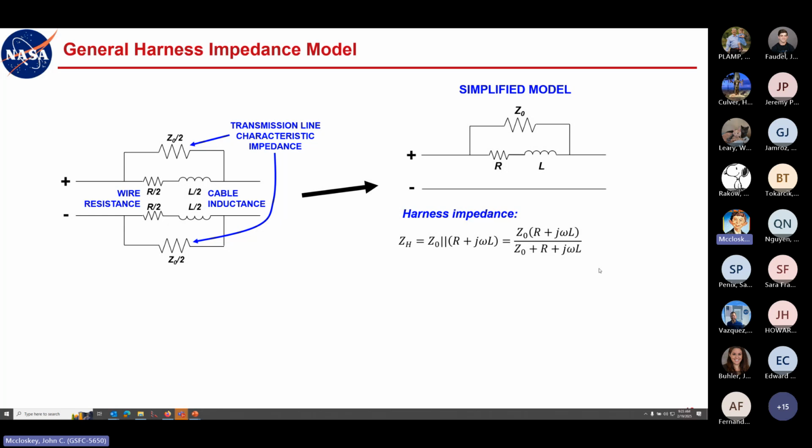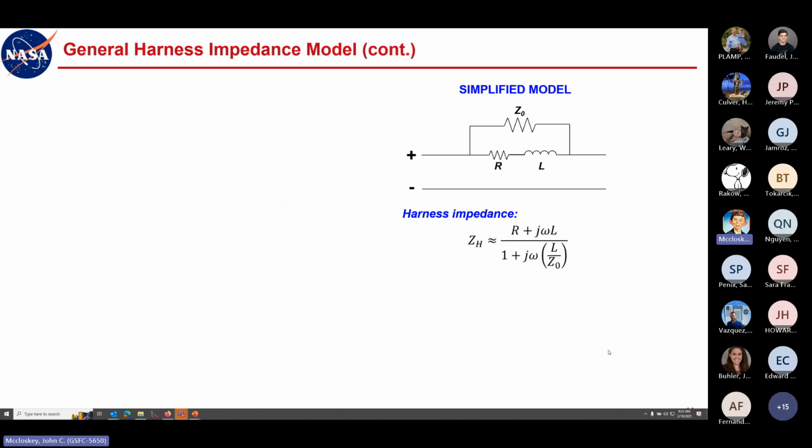So we work through the algebra, divide by Z naught, and then we have this R over Z naught here. R is typically milliohms, maybe tens of milliohms. Z naught is typically tens to hundreds of ohms. So R is generally much less than Z naught, so we can basically turn that term to zero. I mean, make it go away. And so now we have this expression here. So we can graph this. And then, so what do we do with that?